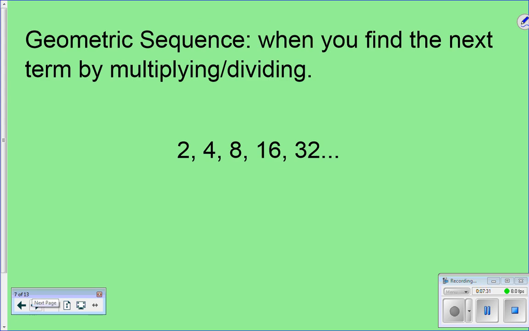So a geometric sequence, let's quickly talk about this. I know you're not going to see a whole bunch of this in your homework today, but I still want to talk about it because I'm afraid you're going to see it somewhere else. So when you find the next term by multiplying or dividing.